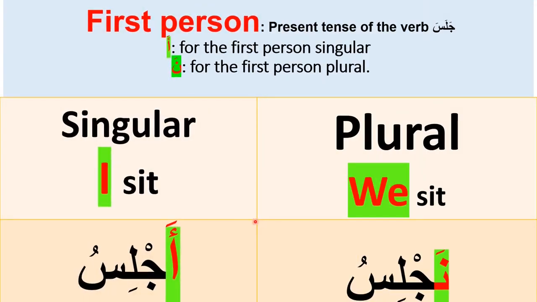First person is easier to remember because we only have two prefixes, a for the singular and na for the plural. أجلس, نجلس.